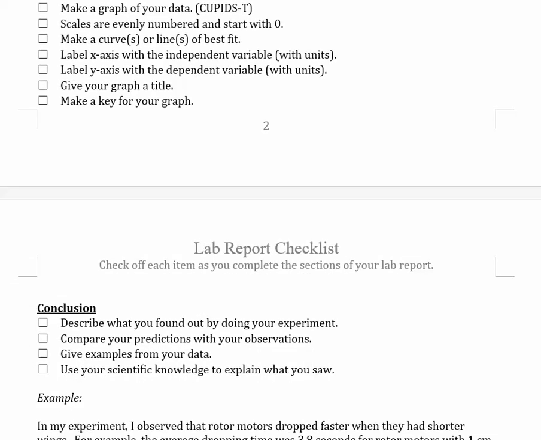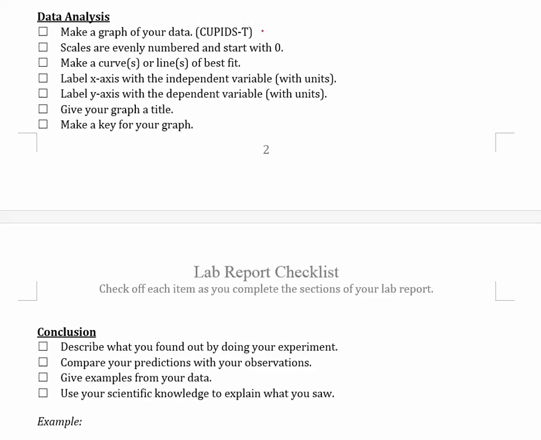For the data analysis, you want to include a graph. We'll talk about this. It's an easy way to remember what to include in a graph. Make sure scales are evenly numbered. Include a curve or a line of best fit. We talked about that in class. The x-axis is the independent variable, y-axis dependent variable.